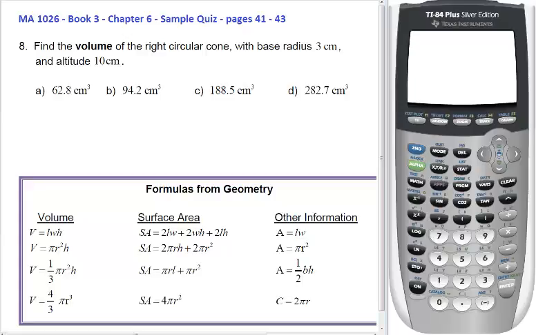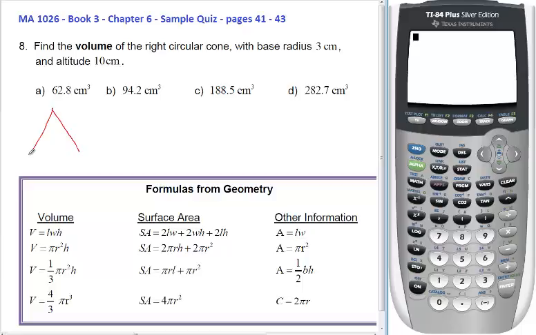Okay, we're going to look at the solution now to number 8 multiple choice as part of your sample quiz at the end of chapter 6 in book 3 on pages 41 to 43. It's asking us to find a volume of a right circular cone with base radius 3 centimeters and altitude 10 centimeters. Okay, now a right circular cone is the cone we've been working with.